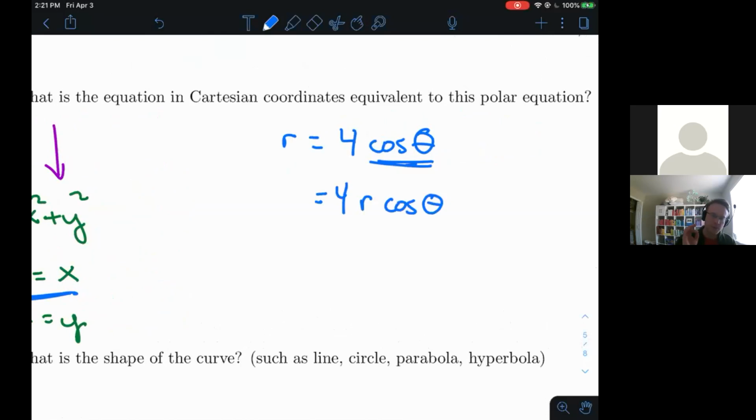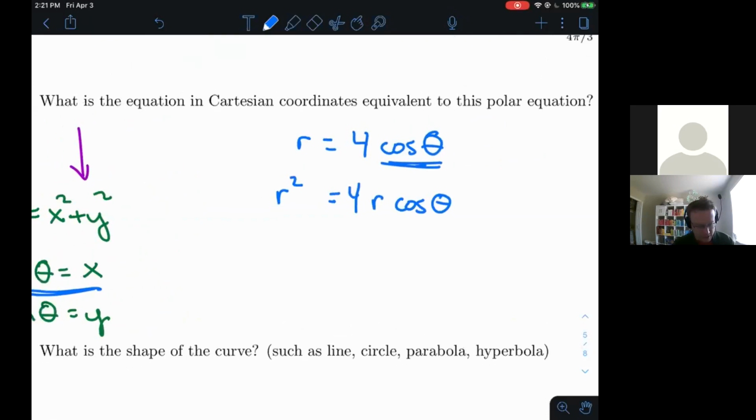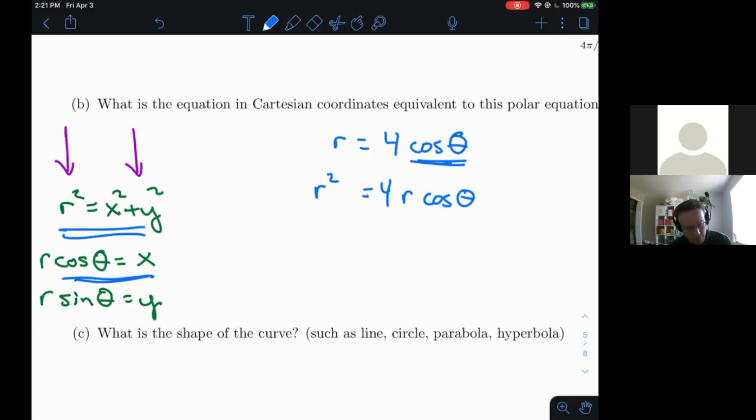Now, of course, if I just put an r on the right-hand side, mathematically, I've changed things. So in order to make this mathematically valid, if I multiply by an r on the right-hand side, I should also multiply by an r on the left-hand side. And we can actually see that this has done something else good. Now this is lining up on the left-hand side as well, because r squared is equal to x squared plus y squared.